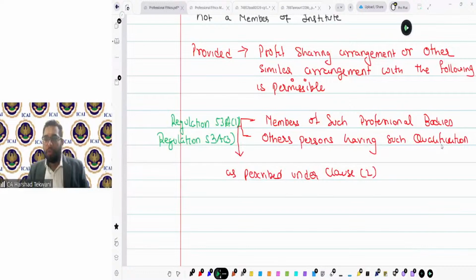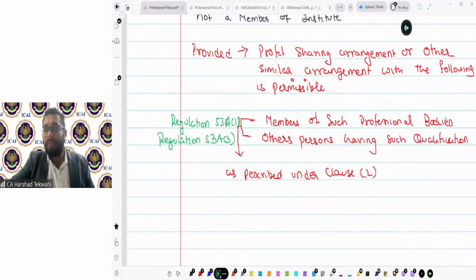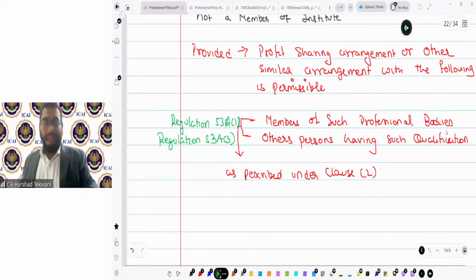Okay. So a member cannot share the fees with a non-member or person specified in 53A3 or with the members of the professional body specified in 53A1. So if he is sharing with anyone other than the member or these two categories, then he will be held guilty of professional misconduct. Clear? Any doubt?